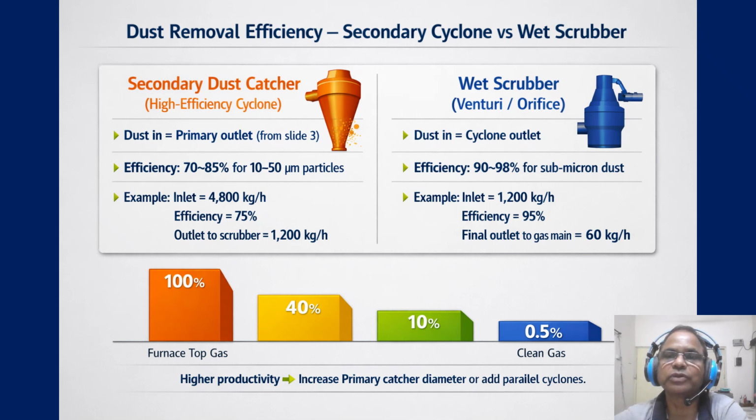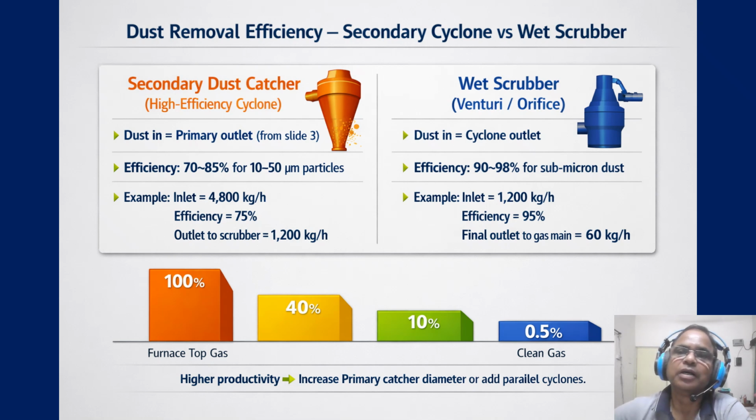An important note on the slide is that higher productivity requires increasing the primary catcher diameter or adding a parallel cyclone. That sentence is repeated because it is critical. Do not try to fix a high dust load by overloading the secondary cyclone. So this is the gist. Also remember the scrubber is designed for the dust load leaving the secondary, not the raw gas. If you skip that, your scrubber will be undersized.